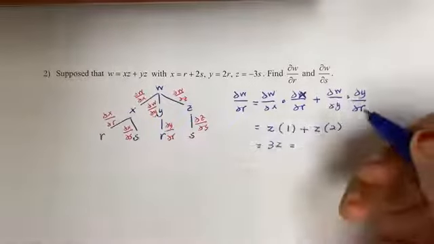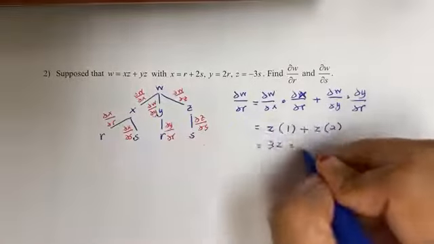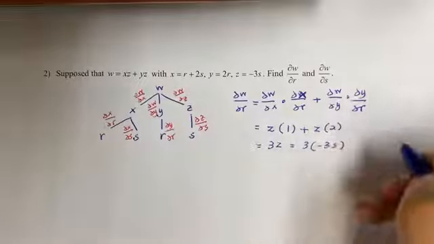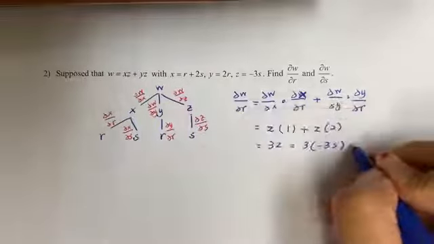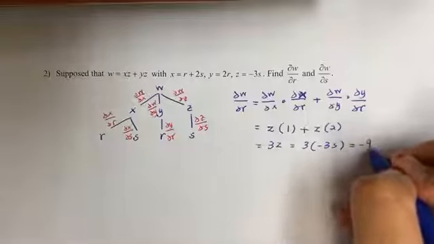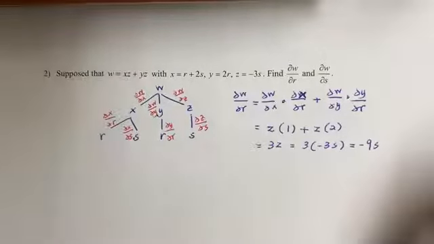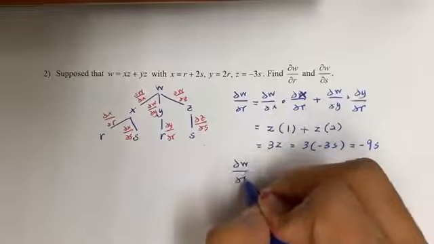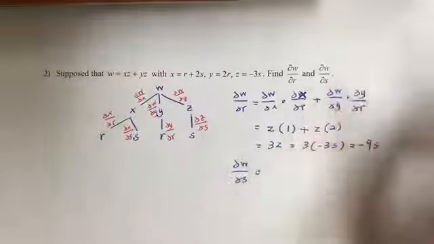Okay, and then z needs to be substituted. So z is equal to minus 3s. So the last answer for del w over del r is equal to minus 9s. Right? So now del W over del S for this one.